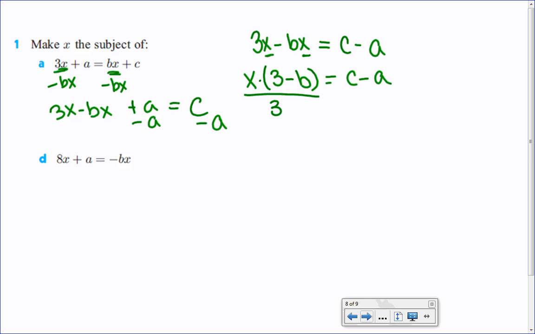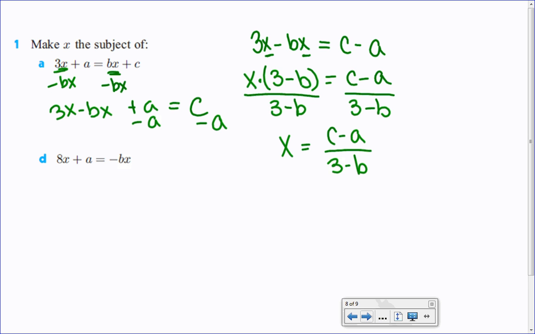So now this is multiplication, right? x times the quantity 3 minus b. So we're going to divide both sides by 3 minus b. So x is equal to c minus a over 3 minus b.